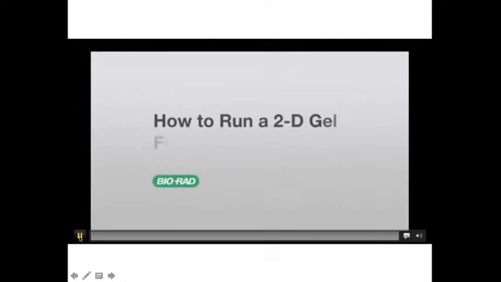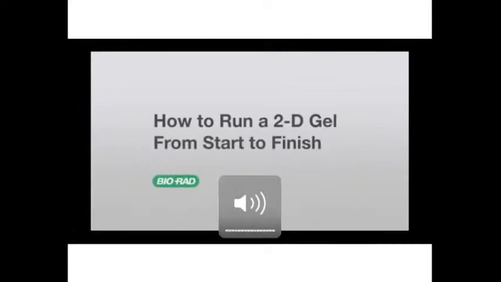So now, last slide. Here we will be seeing how to do this 2D gel from start to finish. It's a long one.